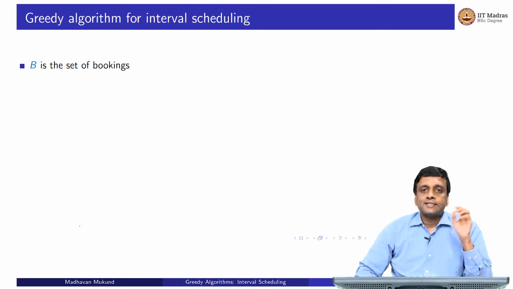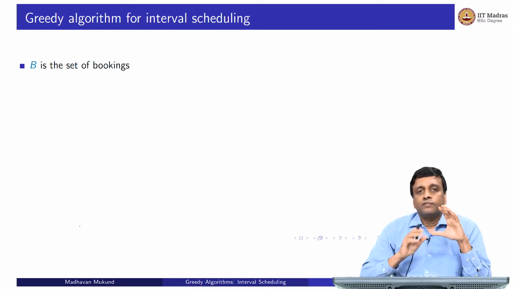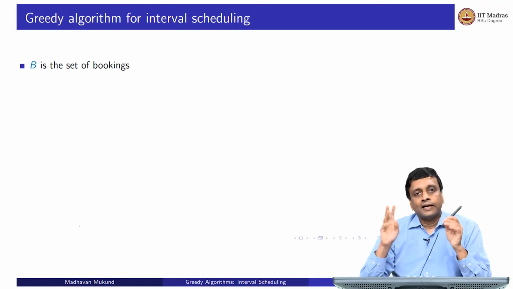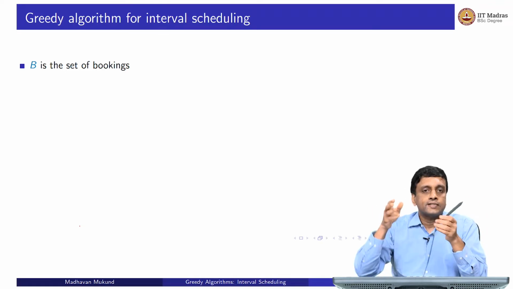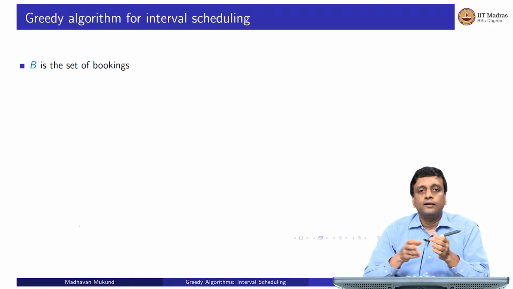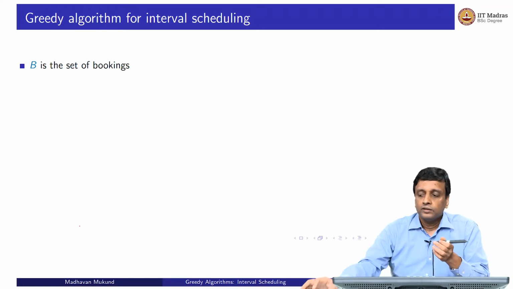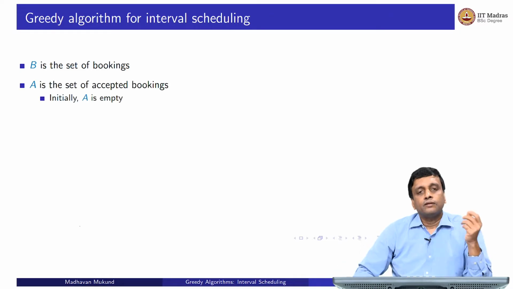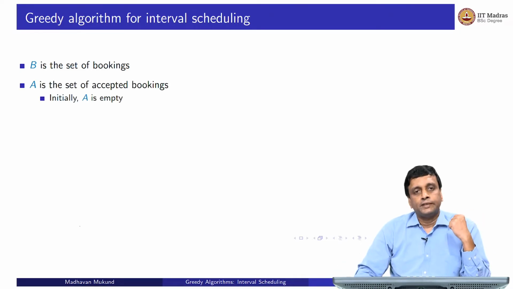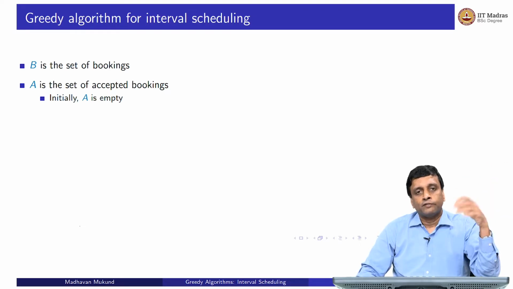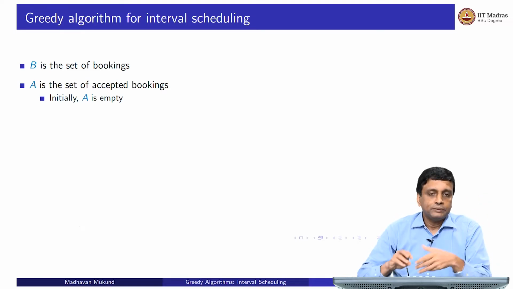So first let's describe this strategy more formally. I have a collection of bookings. Remember, each booking has a starting time and a finishing time. From these bookings I want to construct a subset of bookings which are mutually compatible. They don't overlap with each other, such that this subset is as large as possible. So I start with that, and I have a new set A which I am going to pull out from the set B of accepted bookings. Initially I have no accepted bookings. Everything is in this booking set B, that is bookings which have yet to be processed, and A has the ones which have been accepted. So initially A is empty.